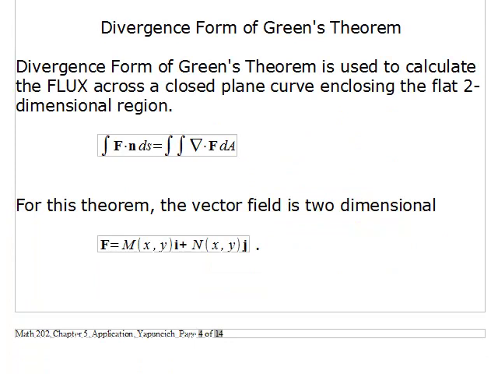So for the first example, we'll look at the divergence form of Green's theorem. Here's a statement of it. The integral of the normal components of f, we're calculating flux, the integral of the normal components of flux over the bounding curve in two dimensions is equal to the integral over the enclosed area of the divergence of f. That would be del dot f, the divergence. And again, we're talking about a two-dimensional field in the case of Green's theorem.